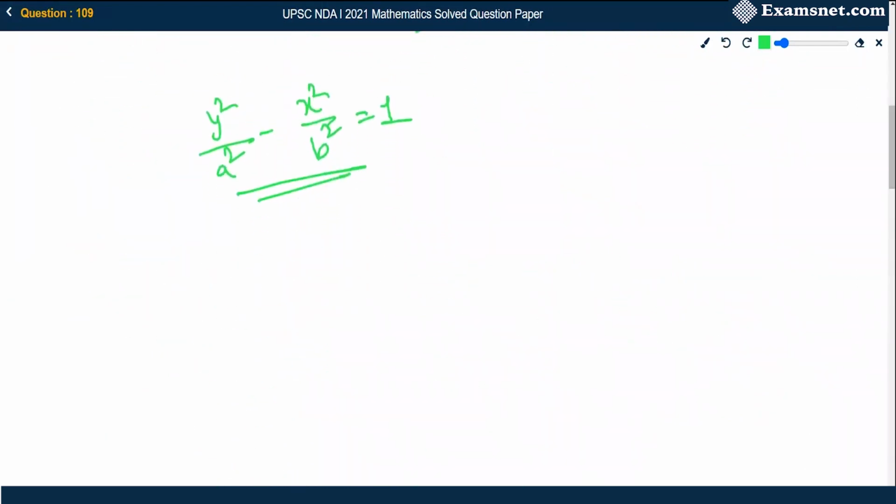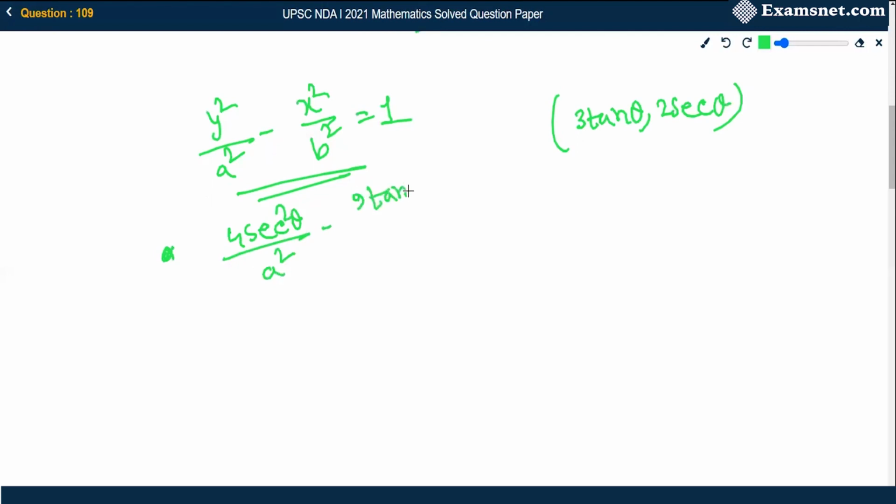Okay, so now let me put the point. The point is 3 tan theta, 2 sec theta. Remember, so now let's put it. Since this point lies on the hyperbola, this point will satisfy the equation. So here I will write 4 sec square theta by a square minus 9 tan square theta by b square equals to 1.